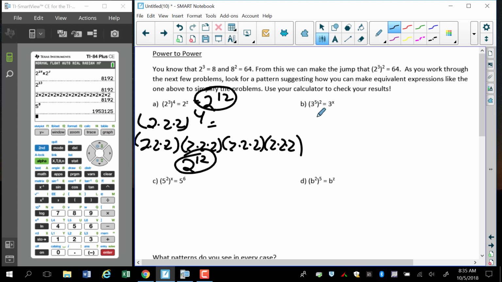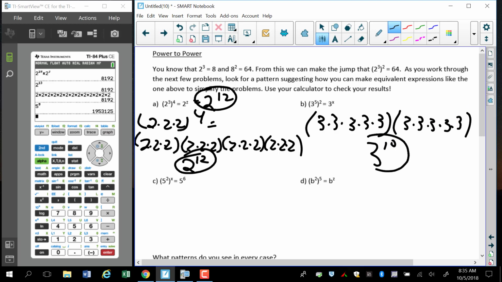So same thing here. I have a bunch of powers of 3. That's 3 to the 5th. And it tells me I have them 2 times. So raise this to power means I have them 2 times, which means I really have 10 powers of 3. 1, 2, 3, 4, 5, 6, 7, 8, 9, 10.